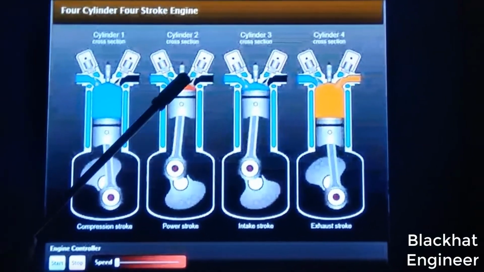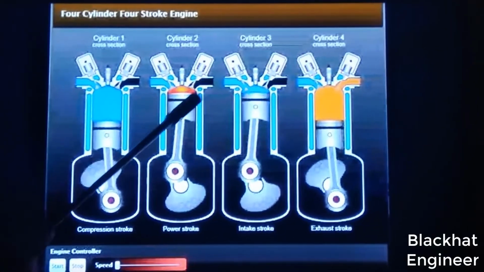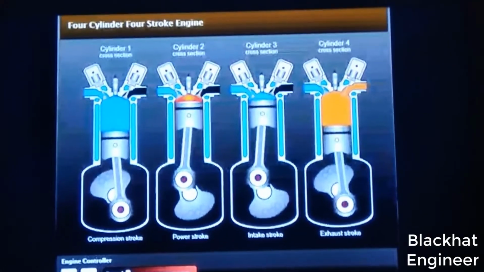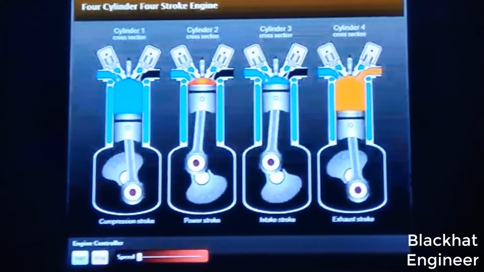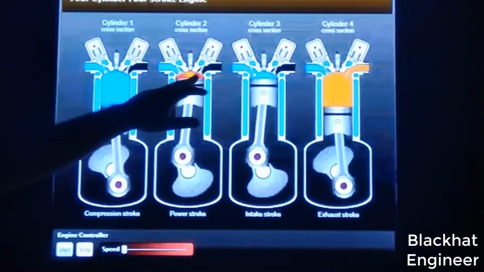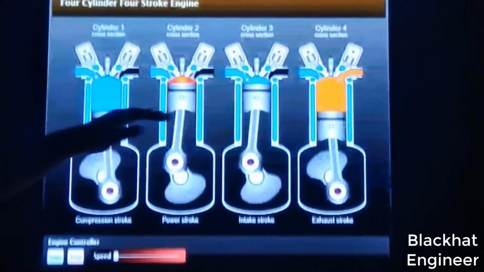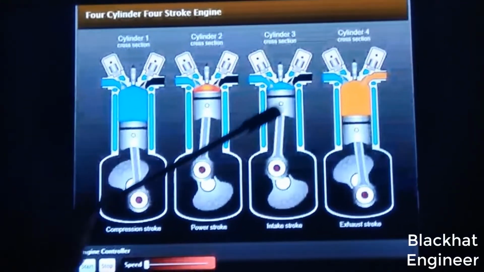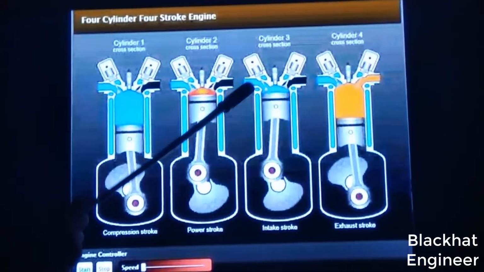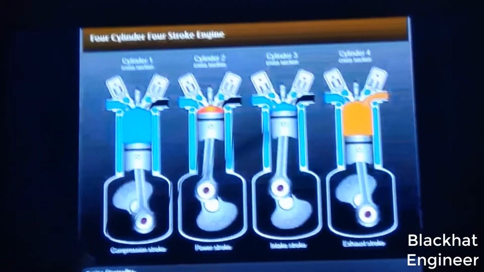Then we move to the power stroke. Like you can see there, the flame is there. This is the burning of the fuel. This is the power stroke. The only stroke where the energy or the power will be generated is the power stroke. Here the fuel is burnt, it will generate power. Now, as you can see here, the black smoke will collect.